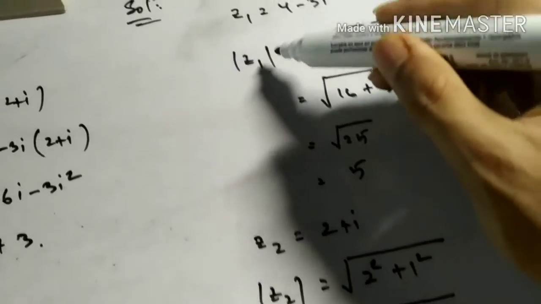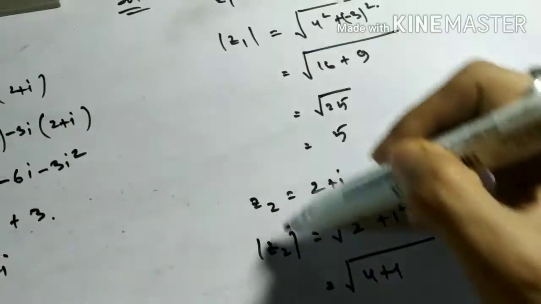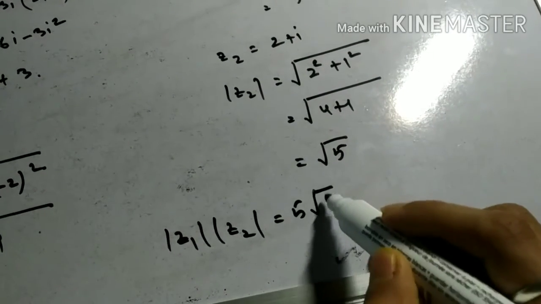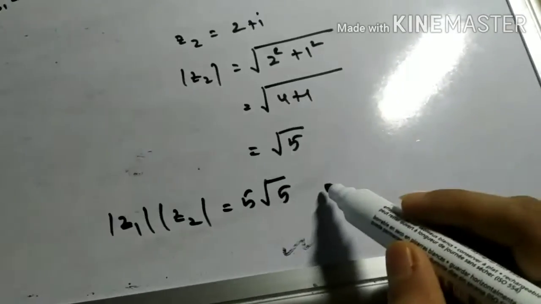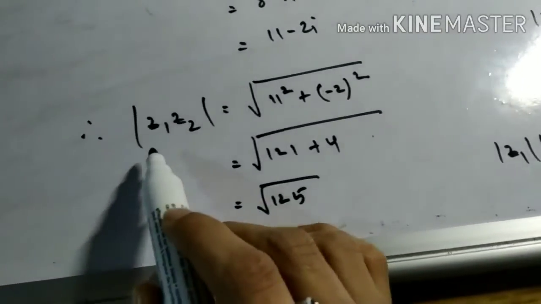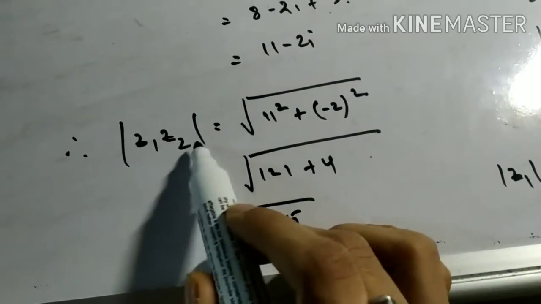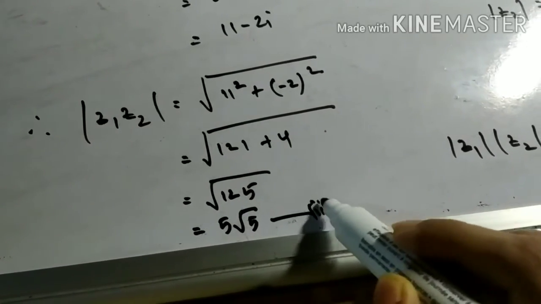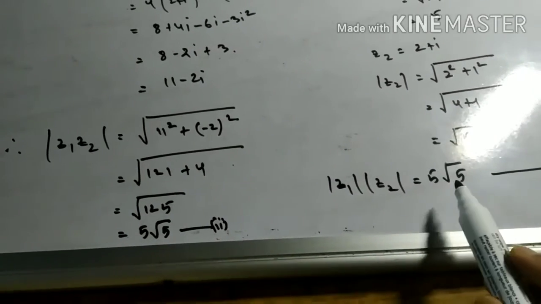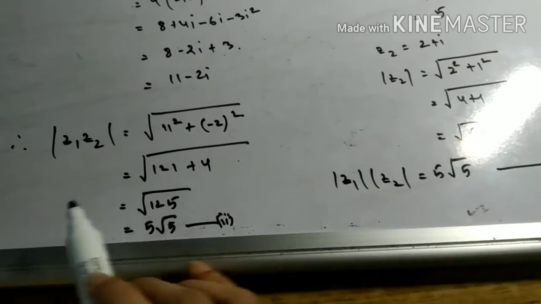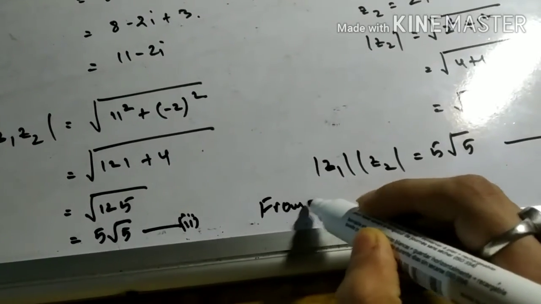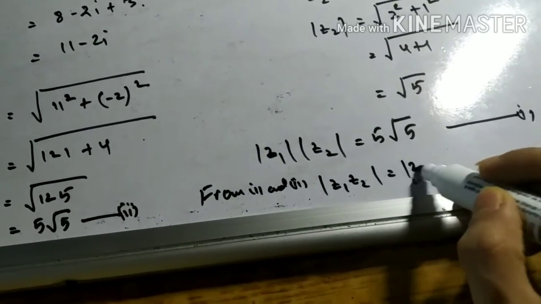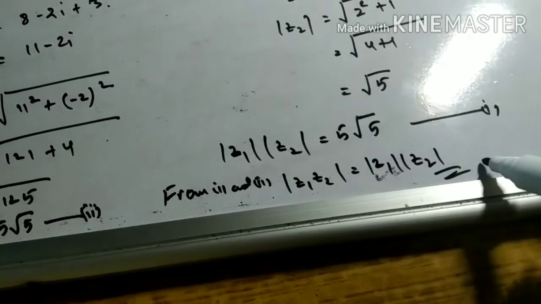Sorry, in here one thing I did not find. You see, the product of the two moduli I did not find: modulus z1 into modulus z2. This one you will get 5 root 5. Understand? This one you call equation 1. And this one, modulus z1 z2, you got root over 125, which is 5 root 5. This is equation 2. So from equation 1 and 2, you can say that modulus z1 z2 is equal to modulus z1 into modulus z2. This is verified.